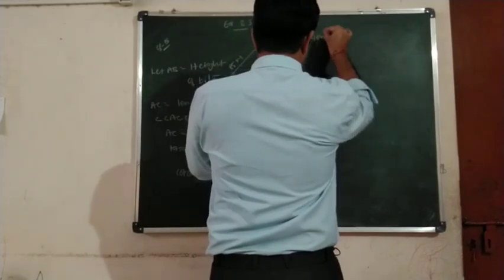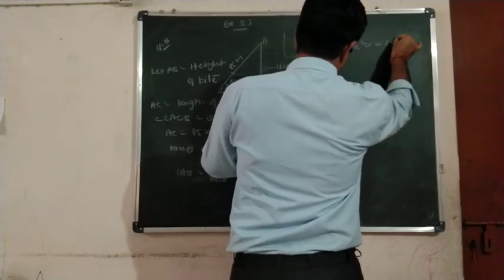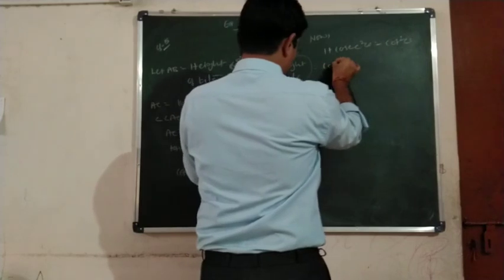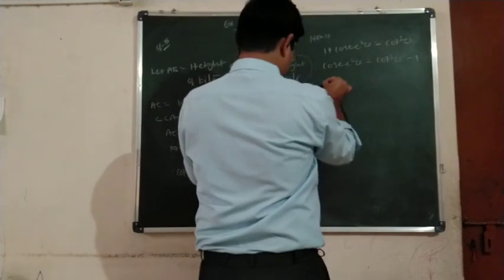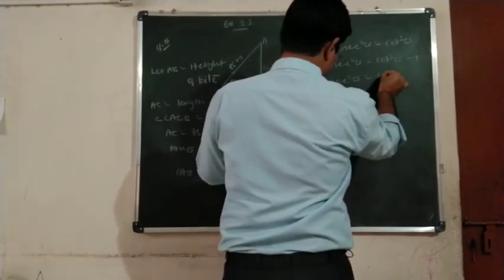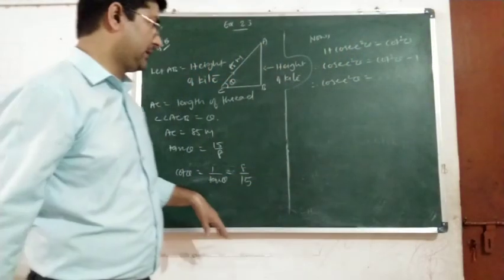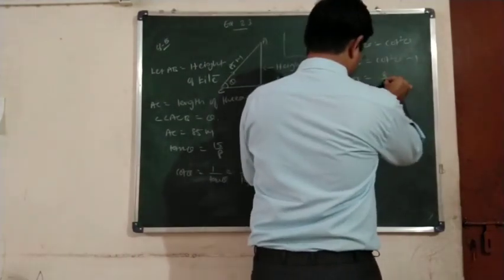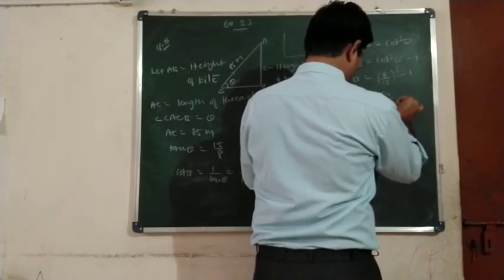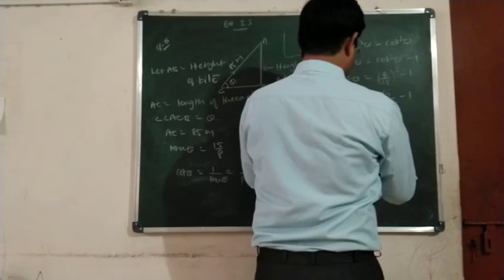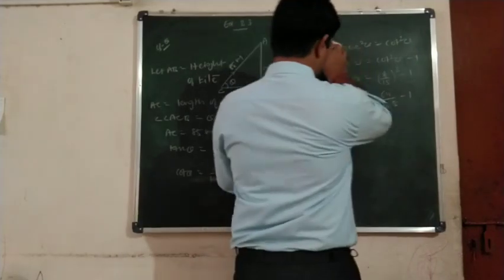Now we will use the identity that 1 plus cosec square theta is equal to cot square theta. Therefore cosec square theta is equal to cot square theta minus 1. Let us put the value of cot theta, 8 by 15, the whole square, 64 by 225 minus 1. Silly mistake we have done.